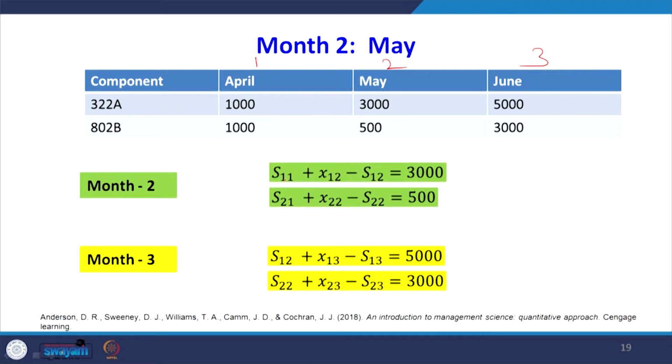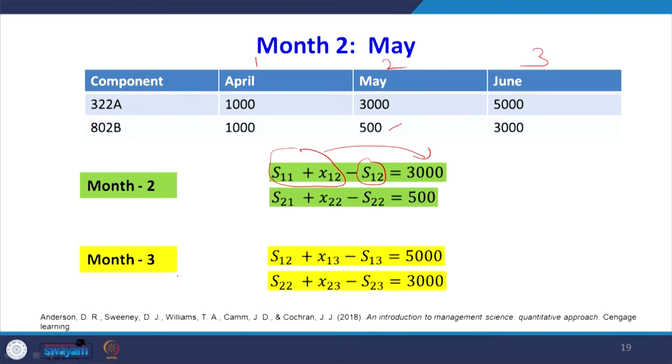This is my beginning inventory plus second month production. When I add these, it should fulfill my 3000 units. After fulfilling, any additional units will be stored as inventory S12. Okay. So, that is product 1, and this is for product 2.